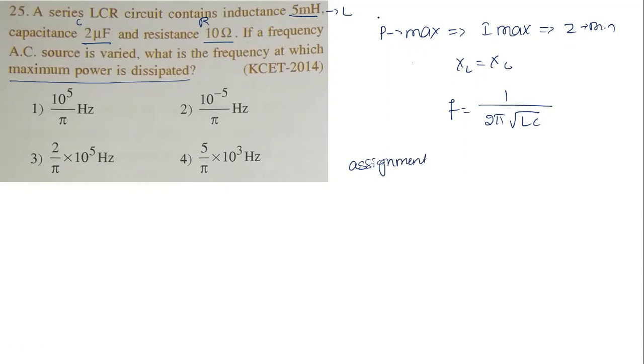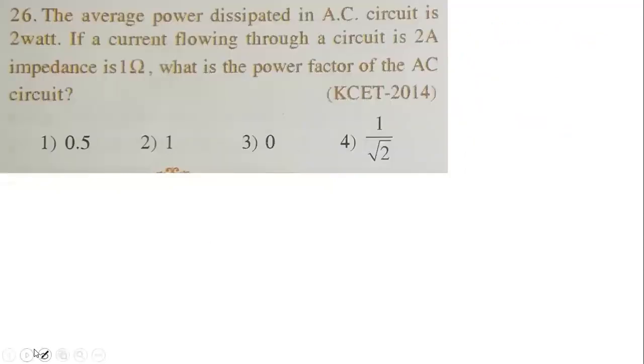You got it now? For power to be maximum, current must be maximum. When current is maximum, impedance becomes less. Z stands for impedance. When impedance becomes less, that is XL equal to XC. XL equal to XC means frequency, how much do you get? 1 by 2 pi root LC. So using this relation, you can find the frequency. Okay, it is asked in KCET. Similar questions will be there.